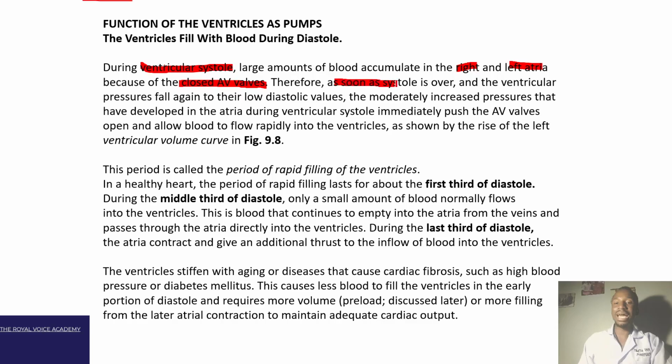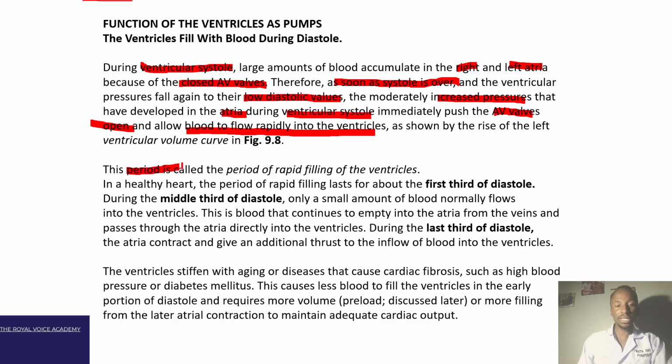Therefore, as soon as the systole is over in the ventricles, as soon as the contraction is over, and the ventricular pressures fall again to their low diastolic values, the moderately increased pressures that have developed in the atria during ventricular systole immediately push the AV valves open and allow blood to flow rapidly into the ventricles. And we'll look at that later. This period is called the period of rapid filling of the ventricles.